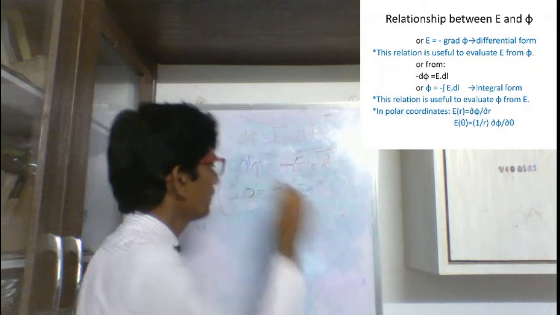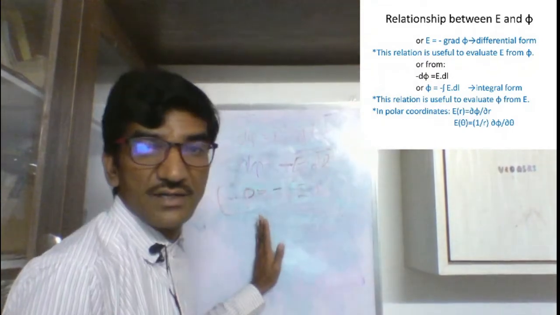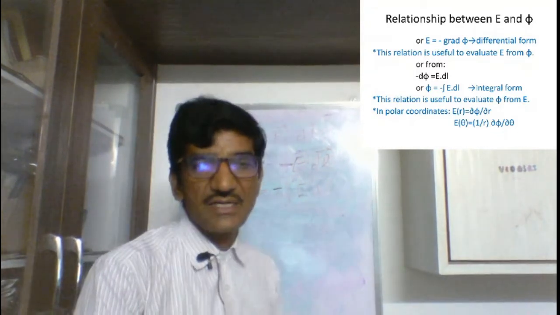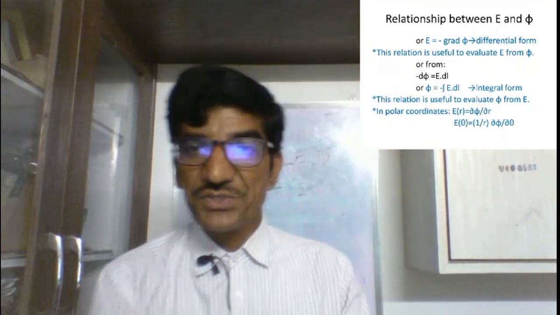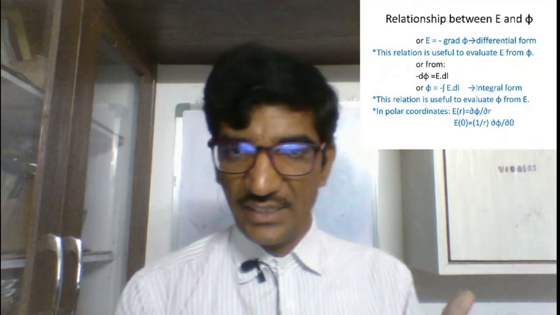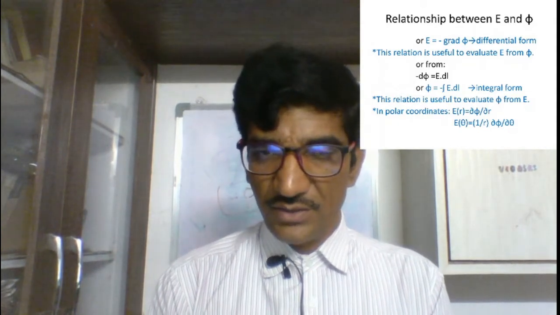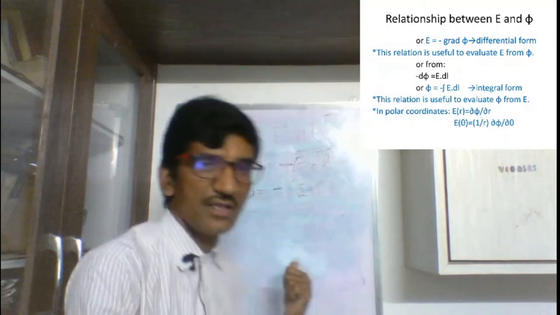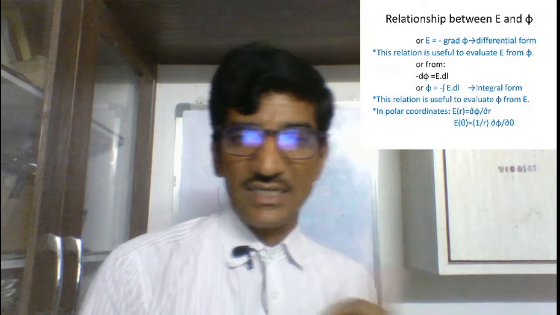This also gives you the relation between electric field and potential, but here you are seeing the integrals. So this is the integral form of the relation between electric field and potential. You can use this relation whenever you already have E and want to find the potential. If you know E, then the potential can be calculated by using this formula, phi is equal to minus of integral E dot dl, which is the integral form of the relation.